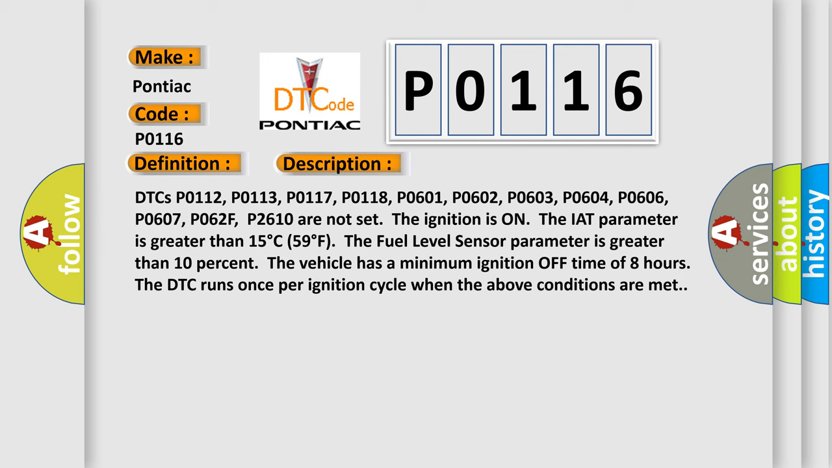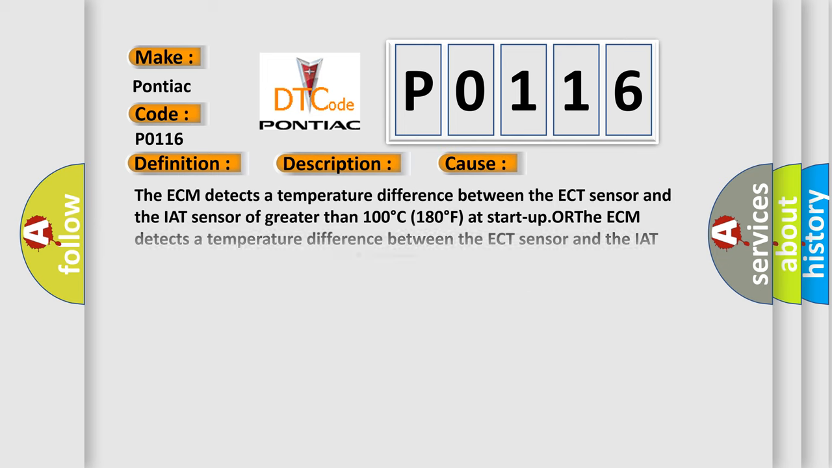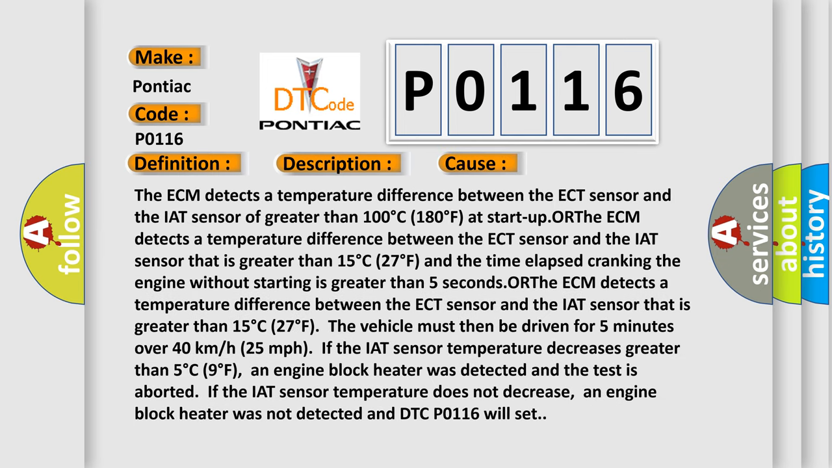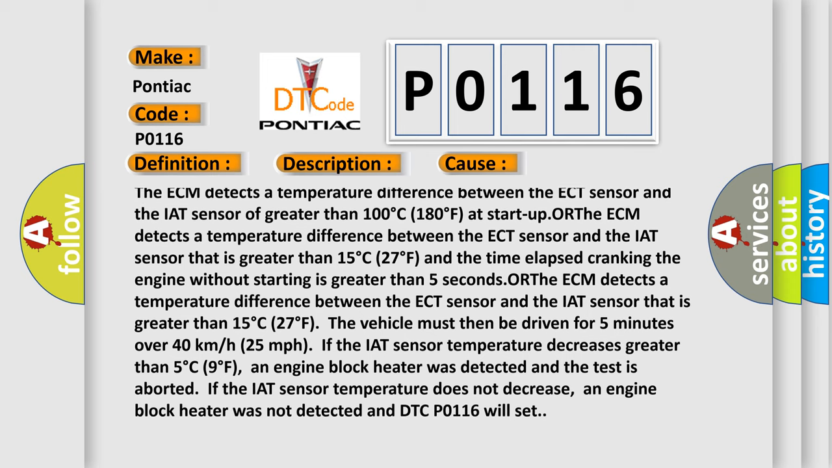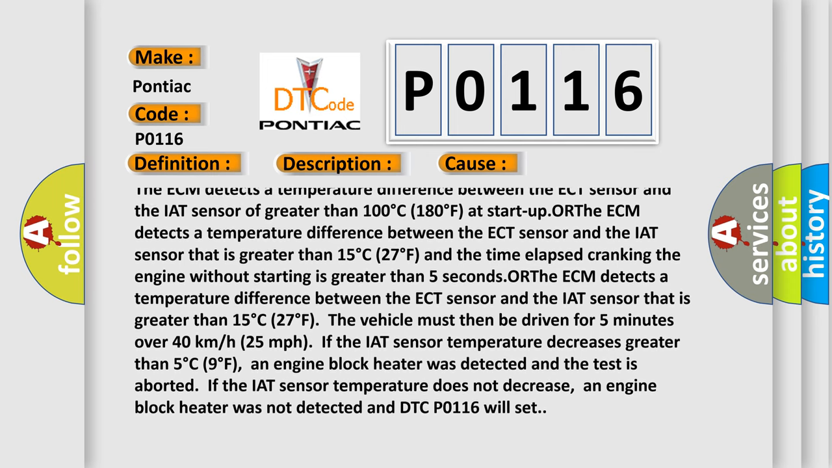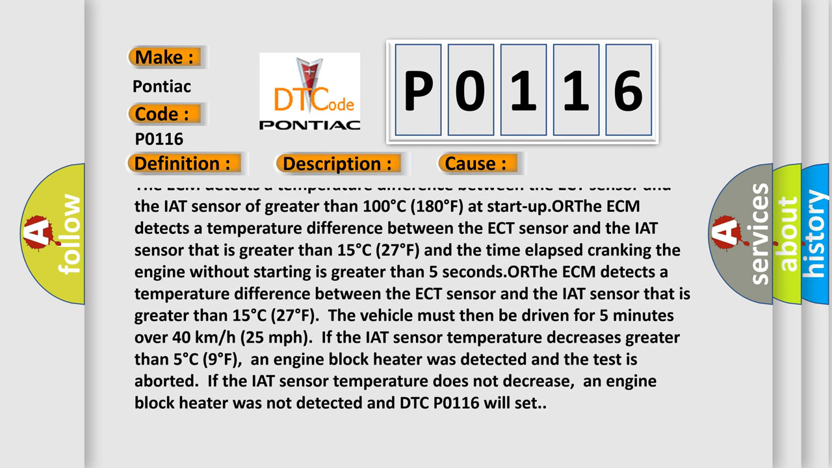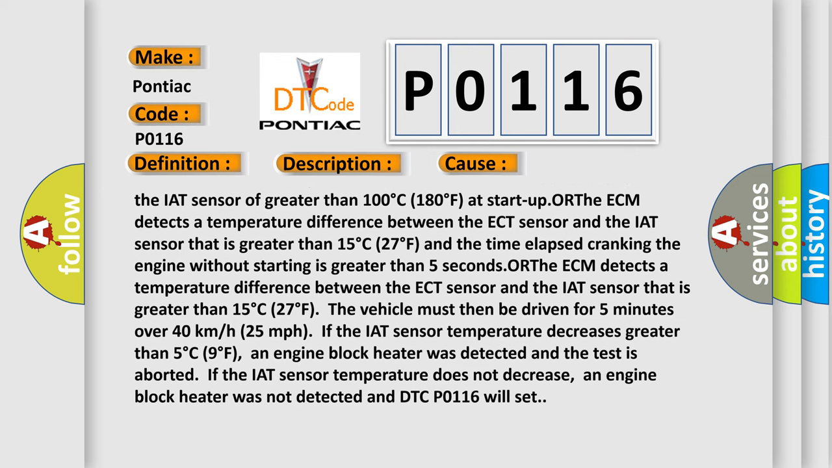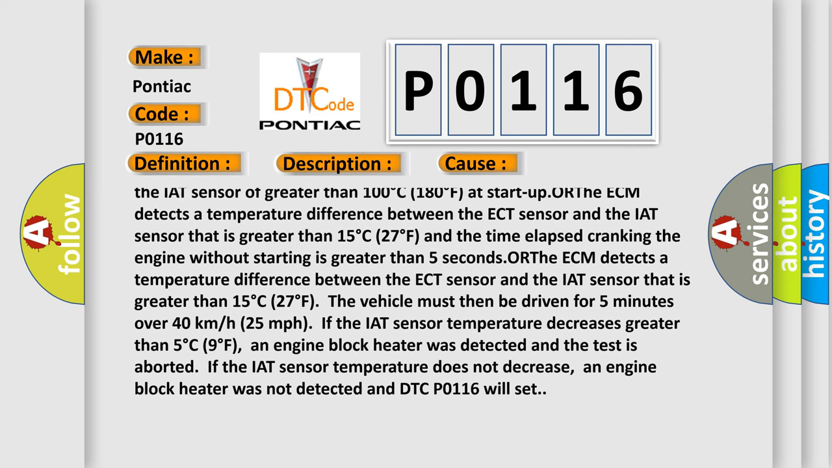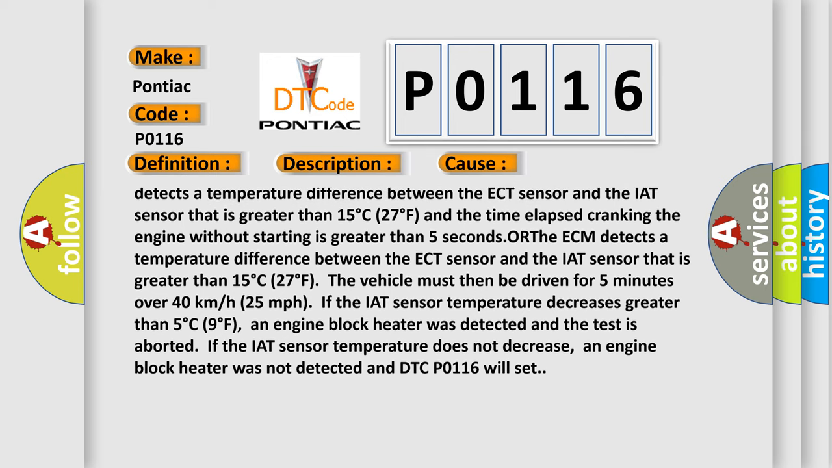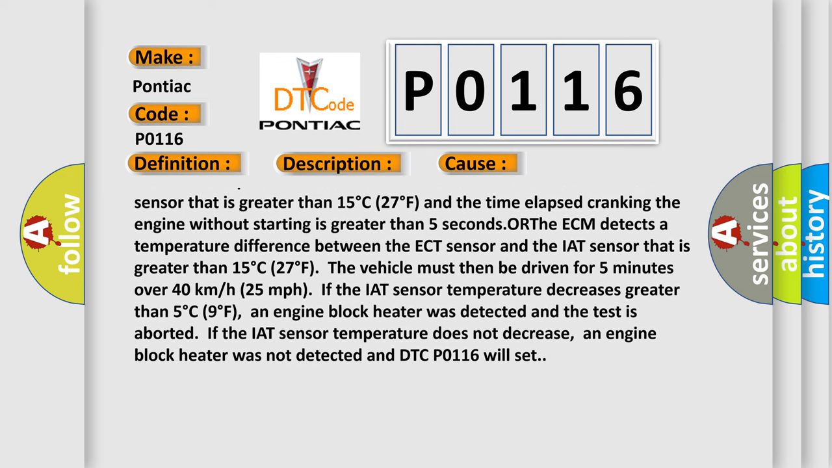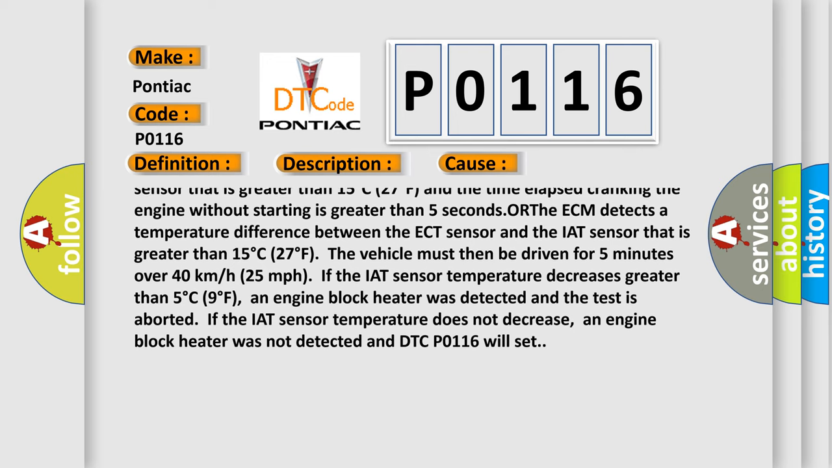This diagnostic error occurs most often in these cases. The ECM detects a temperature difference between the ECT sensor and the IAT sensor of greater than 100 degrees C, 180 degrees F at start-up. Or the ECM detects a temperature difference between the ECT sensor and the IAT sensor that is greater than 15 degrees C, 27 degrees F, and the time elapsed cranking the engine without starting is greater than 5 seconds.